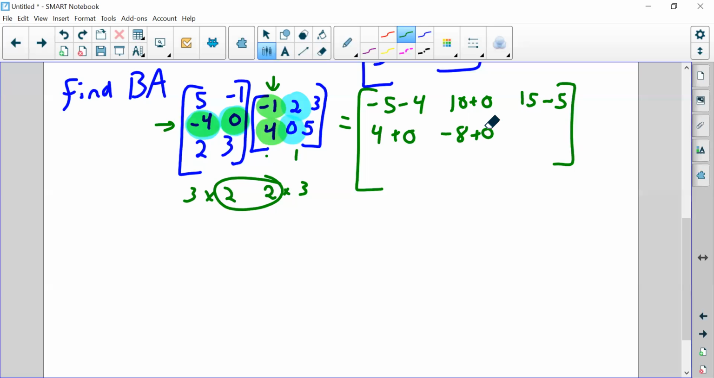All right. Second row, third column. What am I going to be adding together? -12 plus 0. Okay. Third row, first column. What will I add together?